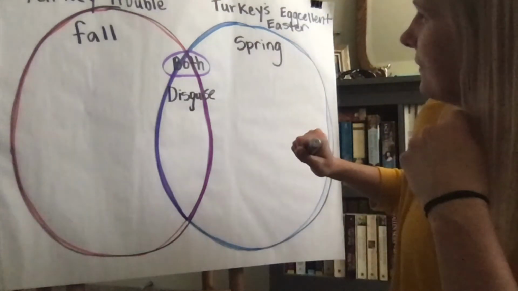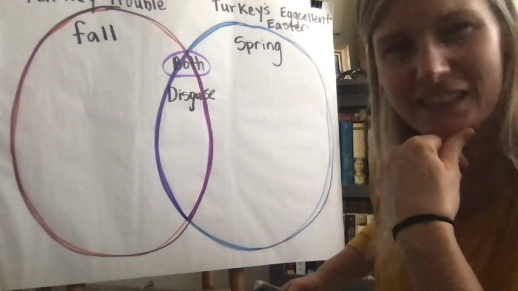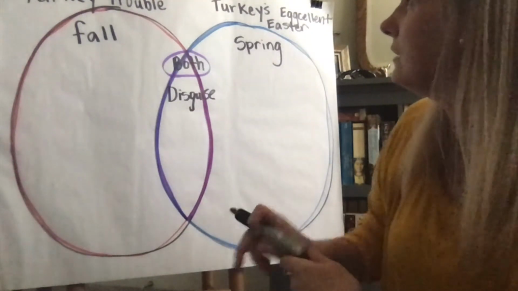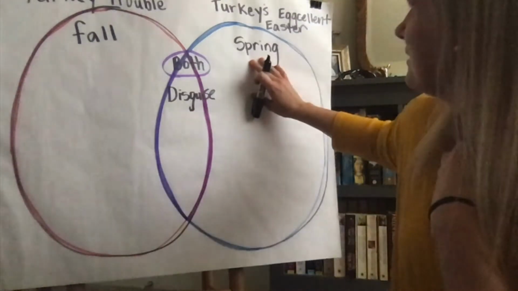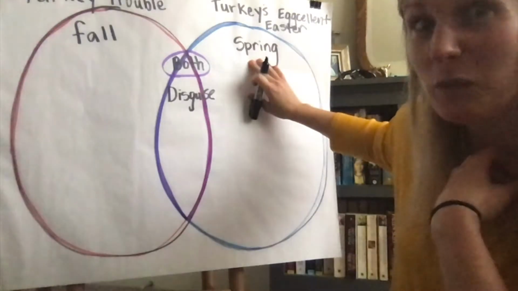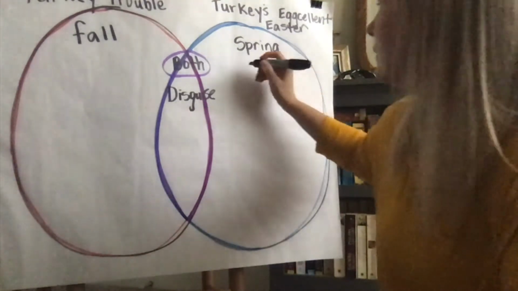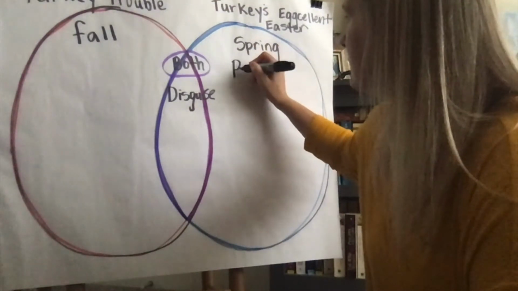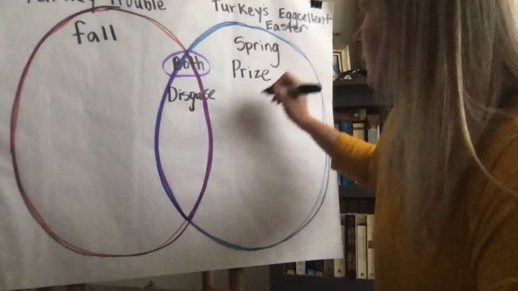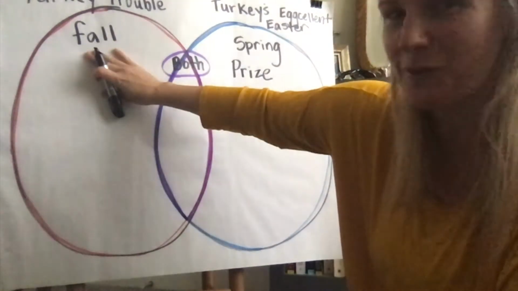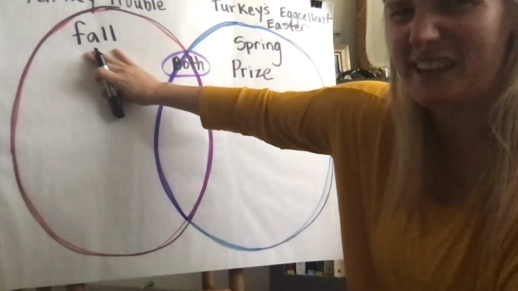And I'm thinking now, though, why was Turkey disguising himself? Well, he had different reasons, didn't he? Now, in Turkey Trouble, he didn't want to be eaten. And in Turkey's Excellent Easter, he wanted the prize. So I'm going to write prize here. And over at Turkey Trouble, I'm going to write he didn't want to be eaten.